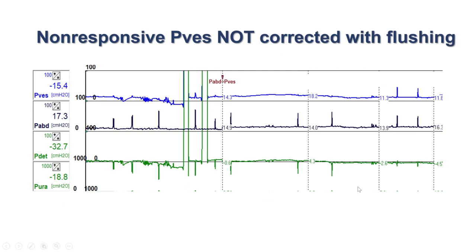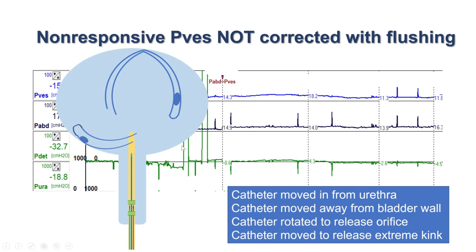Sometimes the P ves, even after flushing, does not respond. The common causes are that the catheter is kinked in the bladder, or the bladder is so empty that the measurement hole of the P ves is abutting the urethral mucosa. So generally, we move the catheter here and there, rotate the catheter, take it out a bit, and flush the bladder so that it's filled a bit. These are the measures that get the recording started again, as you can see in the later part of this graph.